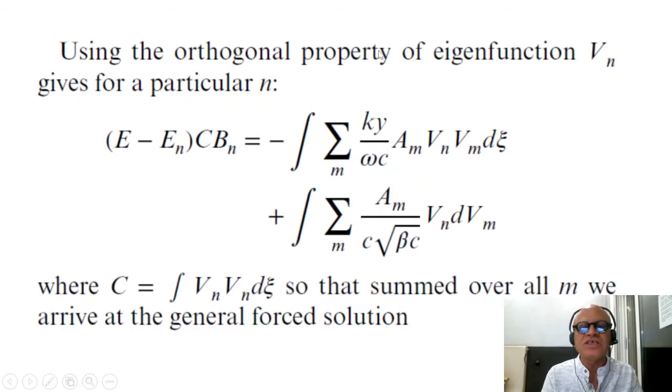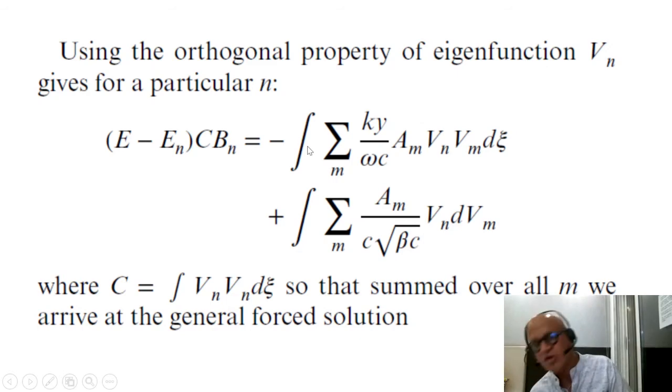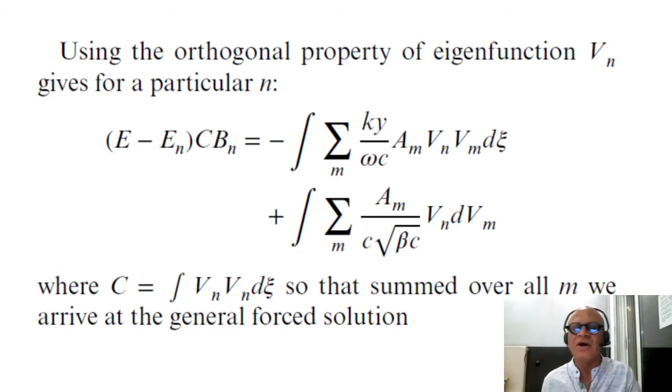Using the orthogonal property of the eigenfunction Vn, we can write for a particular n, E minus En times Cbn, as this complicated function again. Here you have the orthogonality being used to write this Vn Vm plus this integral of Am over c square root beta c Vn dVm.